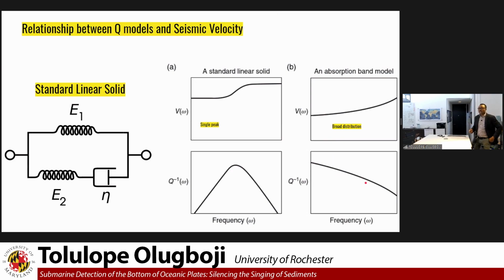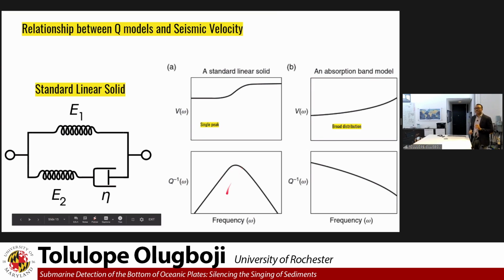For a standard linear solid, if there's one distinct mechanism for attenuation, if you cross from high attenuation, this hill, down to low attenuation, the valley, you can change velocities from high velocity to low velocity. Essentially, the velocity of the material depends on how far you are away from the attenuation peak, or the frequency at which you are deforming the solid.